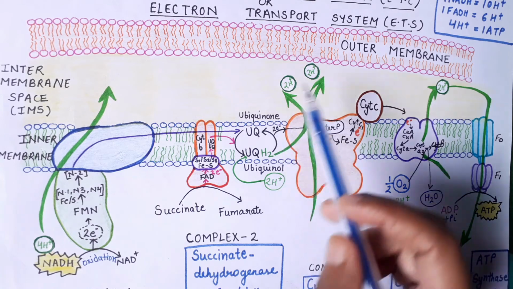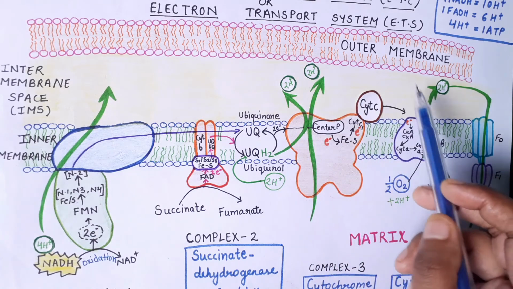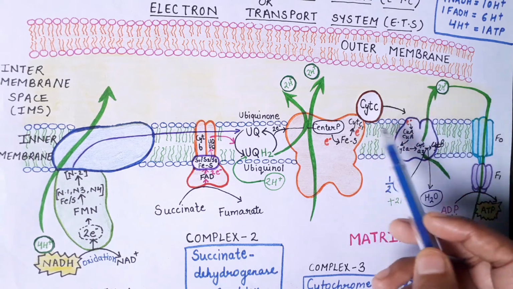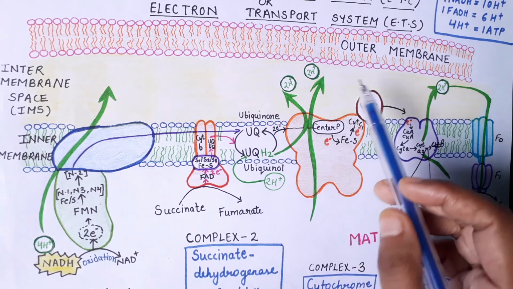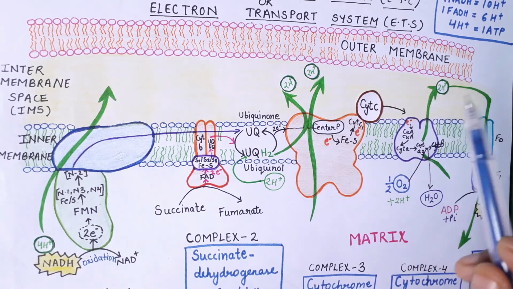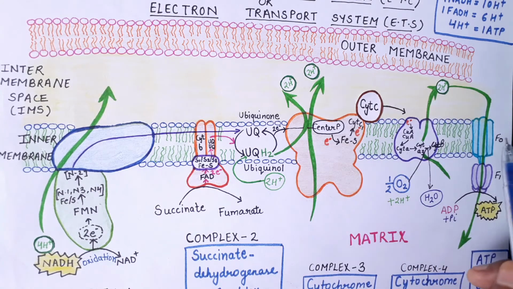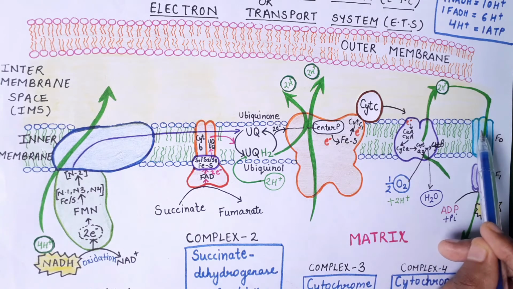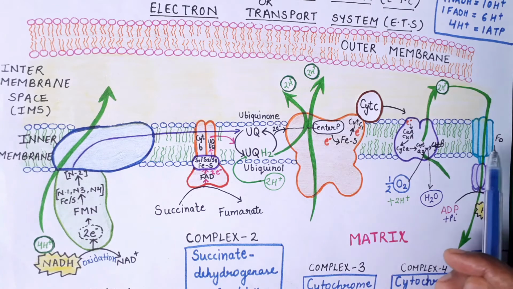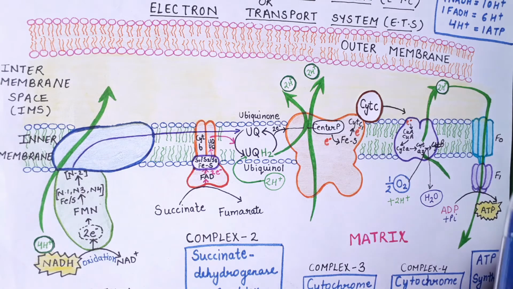Now what happens due to the presence of these protons within the intermembrane space? There is generation of free energy. There is free energy within these protons that needs to be utilized for the formation of ATP. So again, what happens in this case? The ATP synthase complex pumps these protons inside and there will be formation of ATP.